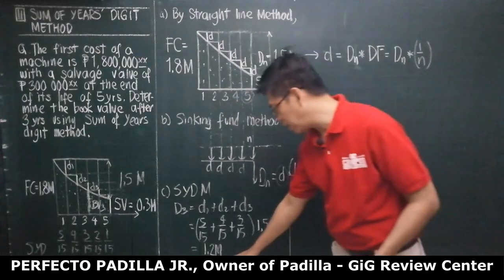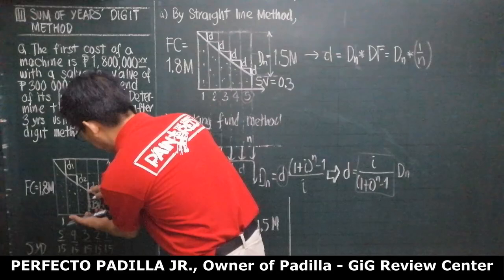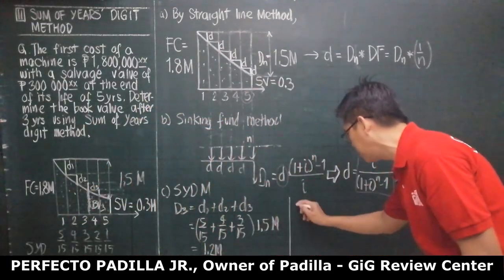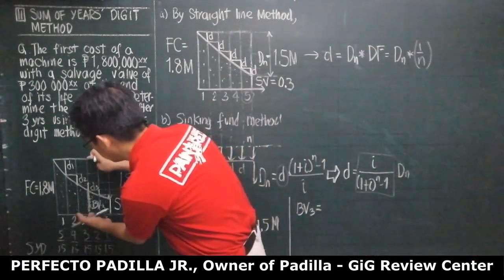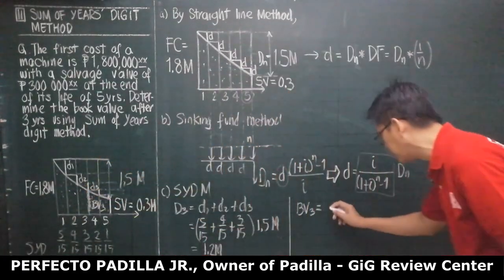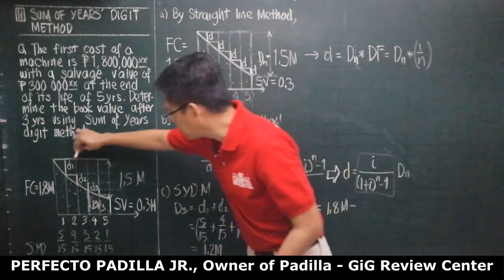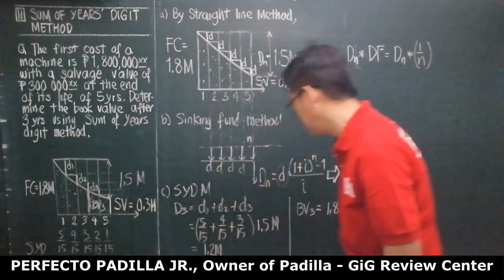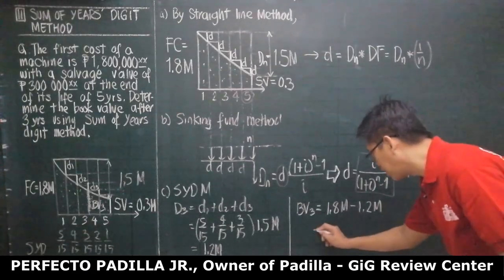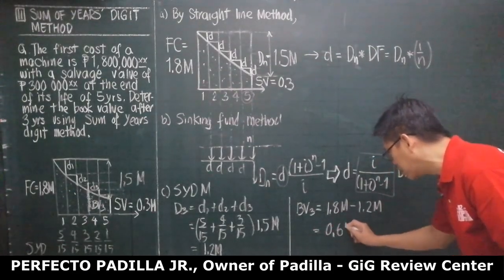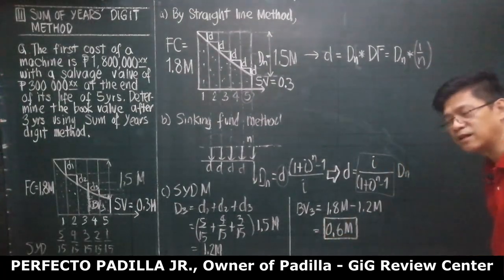Okay? So kung ito ay 1.2 million, therefore, lagay ko dito ha, sum of years digit method. So kung ito ay 1.2 million, so therefore, our book value at the end of third year is going to be equal to, how much is this? 1.8 million, the first cost, minus yung total depreciation D1 plus D2 plus D3, it would be minus 1.2 million. So therefore, this is 0.6 million pesos. Naintindihan? Okay, you may copy.